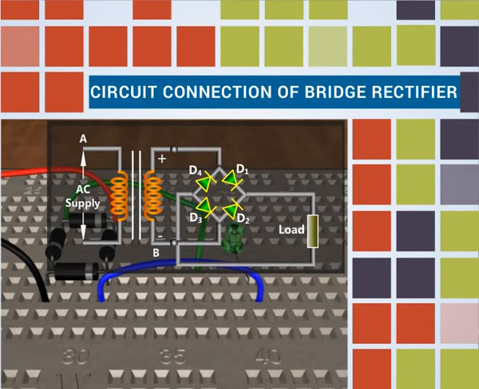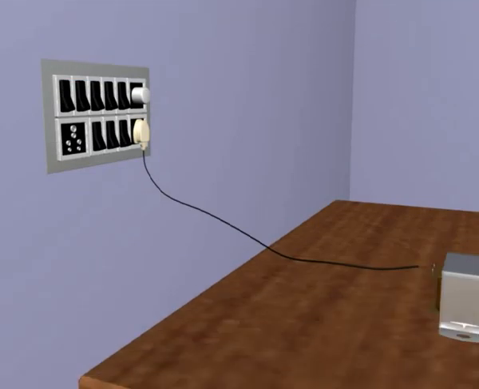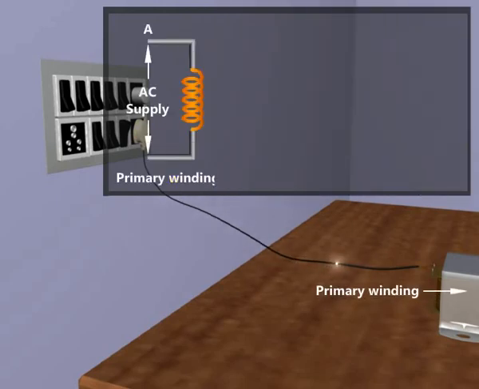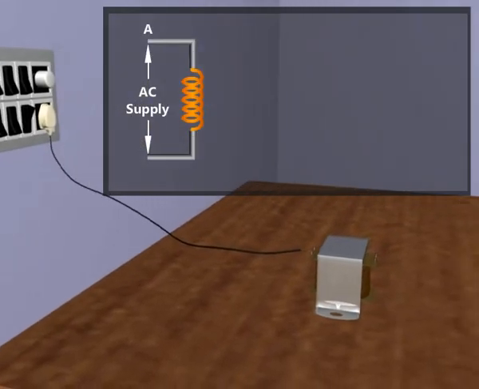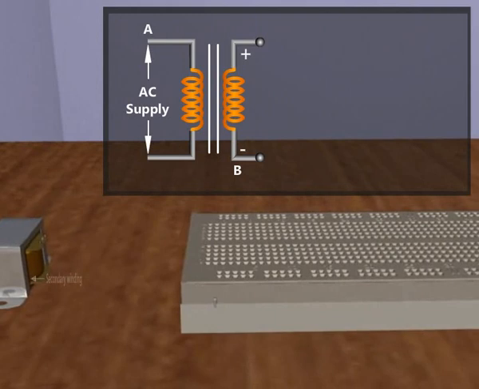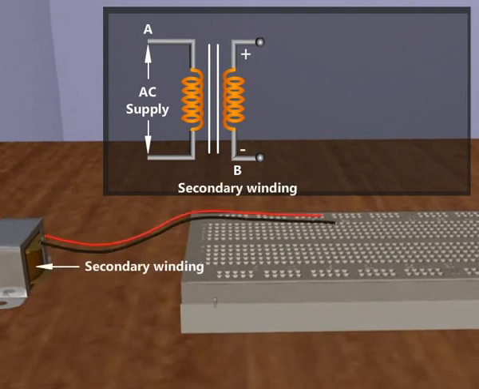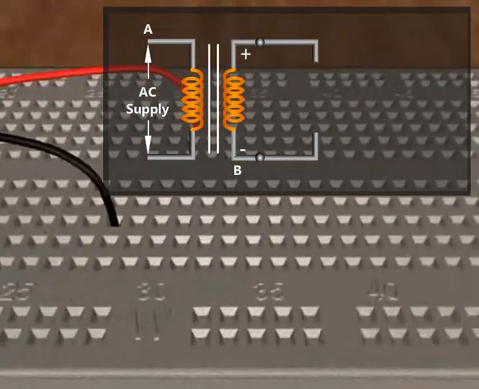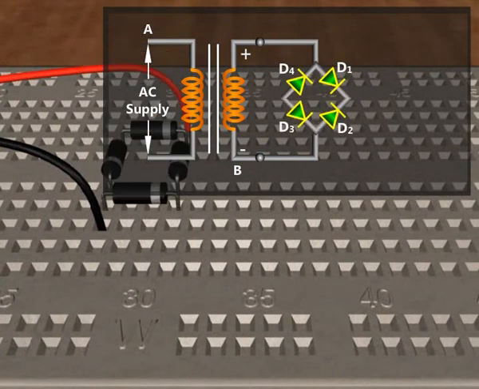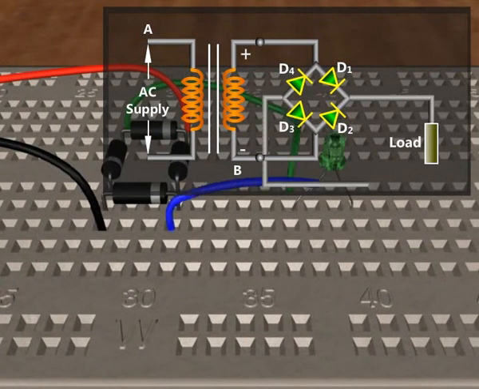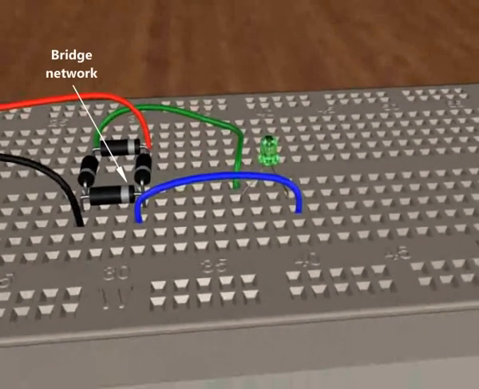Circuit connection of bridge rectifier. In this video, we are going to see the breadboard connection of bridge rectifier. The AC supply is given as the input to primary winding of transformer. Secondary winding. Connections are made as shown. Bridge network.